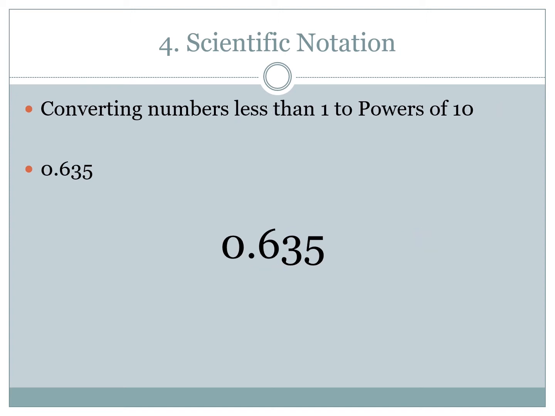With this number, since it is less than 1, we know that the exponent is going to be negative. And once again, that decimal place has to be to the right of the first number. So I'm going to need to move that over one location. Since it's going over 1 and it is a number that's less than 1, we're going to have 6.35 times 10 to the power of negative 1. And that is the scientific notation for 0.635.